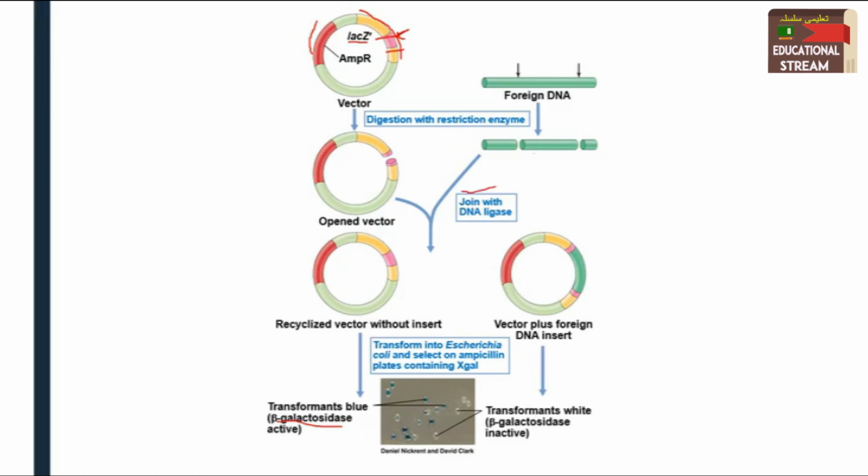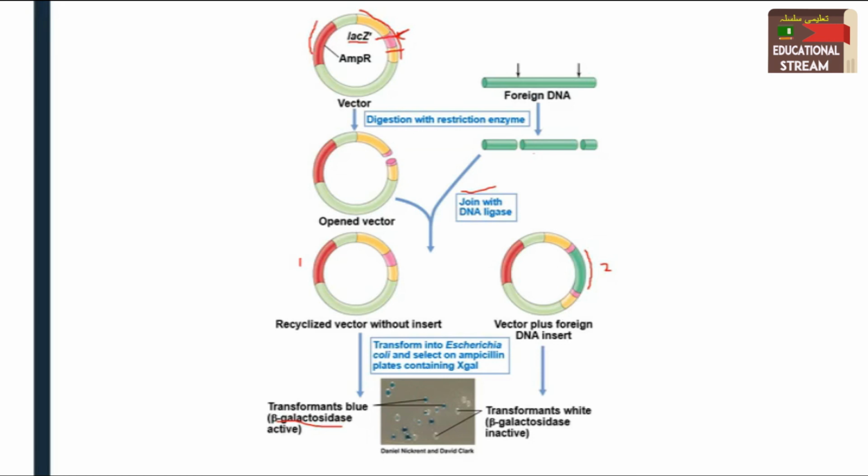Then there are two possibilities. In one possibility the fragment does not get inserted into the vector and the vector self-ligates, because it is compatible to be ligated with itself. In the second case, the foreign gene has been incorporated, as you can see in the green color. This is all theoretical, where we are supposing that our fragment is inserted into it. How will we come to know?